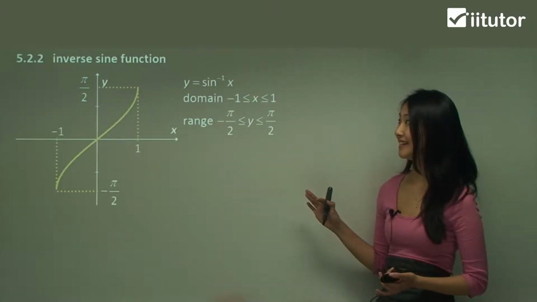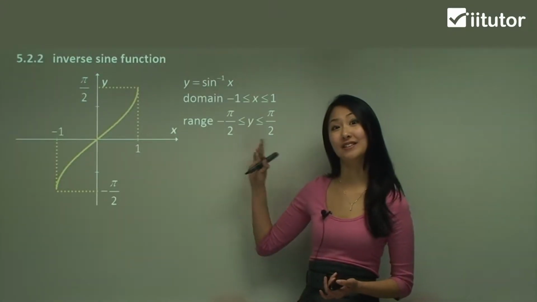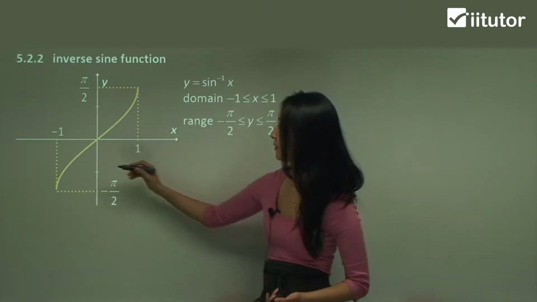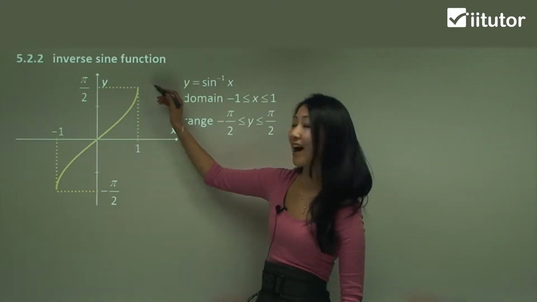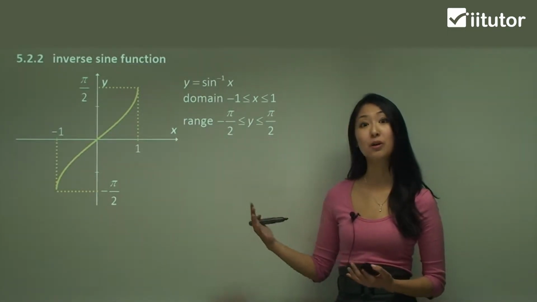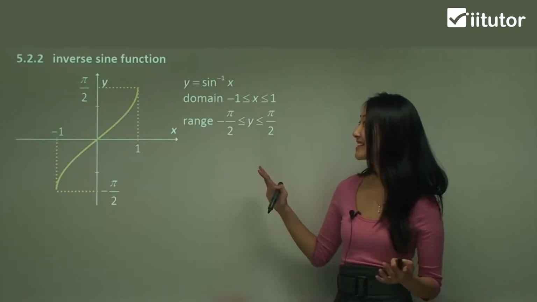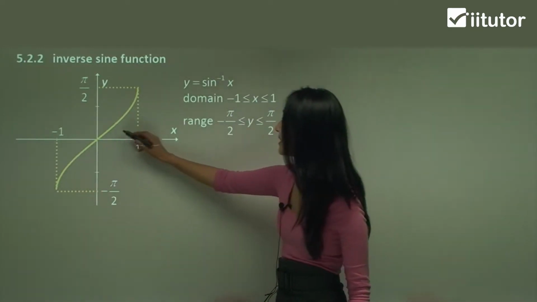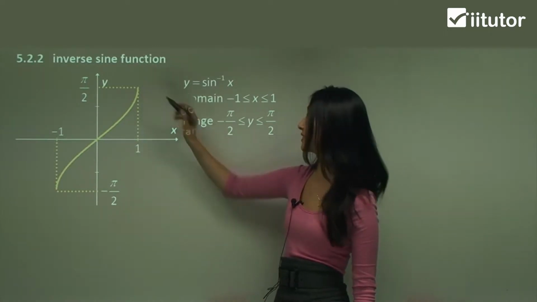So let's now consider the graph of the inverse sine function. So this is what the graph looks like over here. I'm just going to go through the basics with you first, and then through the next question we'll work through why it is. But let's just have a look at what this looks like first. So just remember, this is what your inverse sine function looks like.